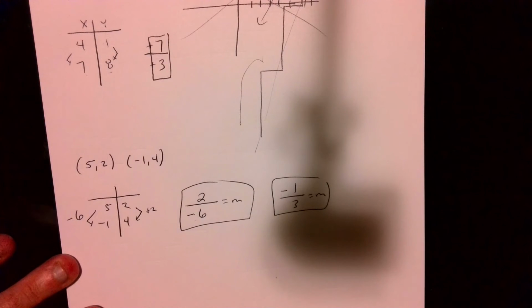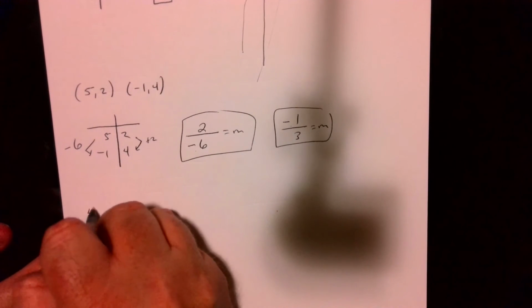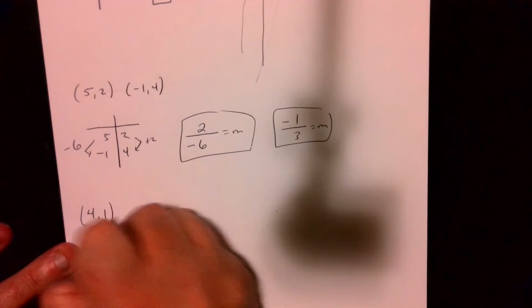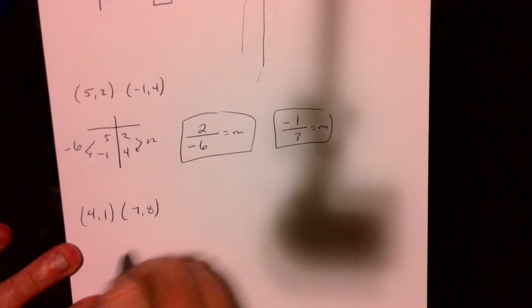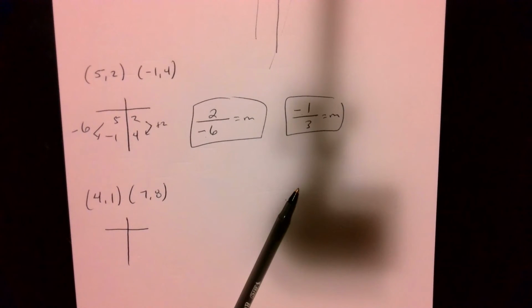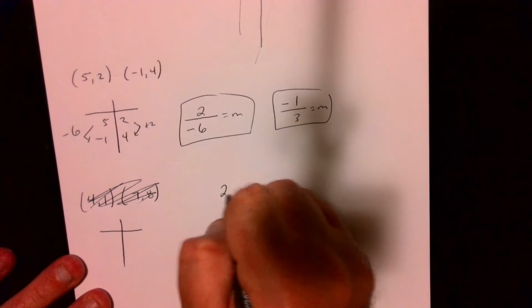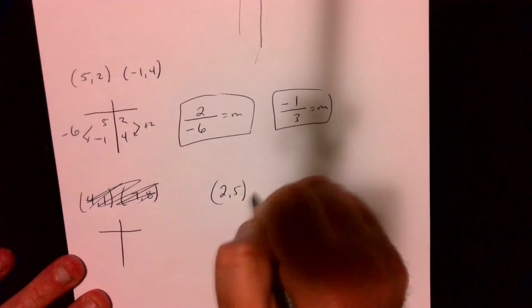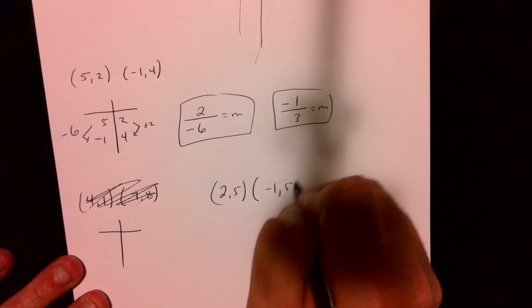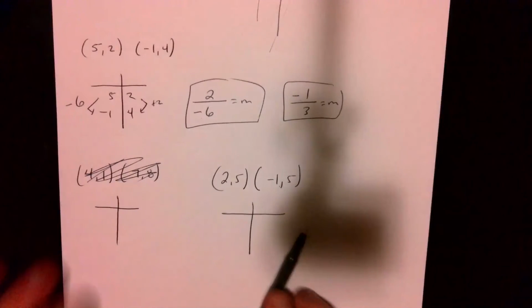Okay? Alright. You guys quickly do this one. 4, 1, 7, 8. Make a little table. Find your slope. Oh, I lied. We already did that one. Bag that one. Do this one. 2, 5 and -1, 5. There you go. Make your little table. Find the slope.